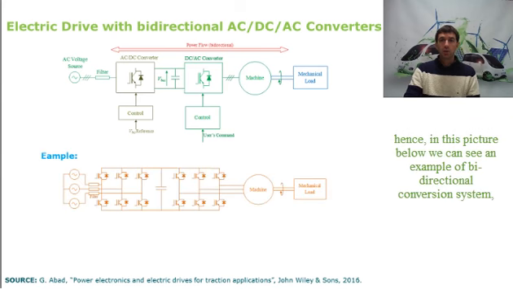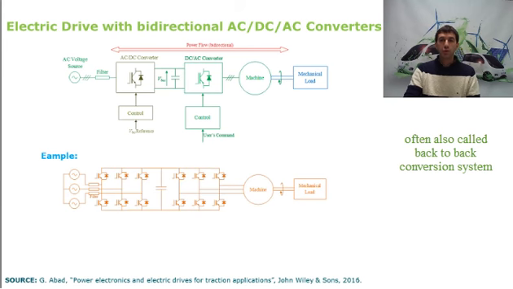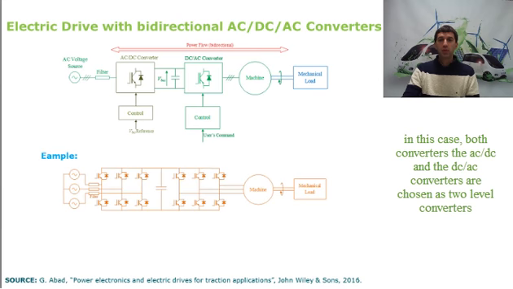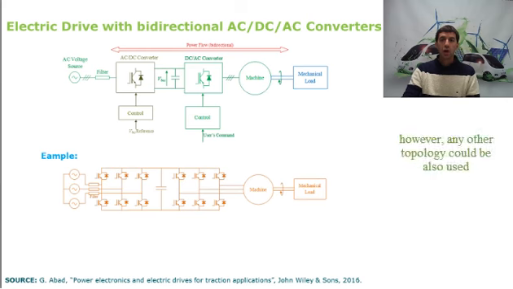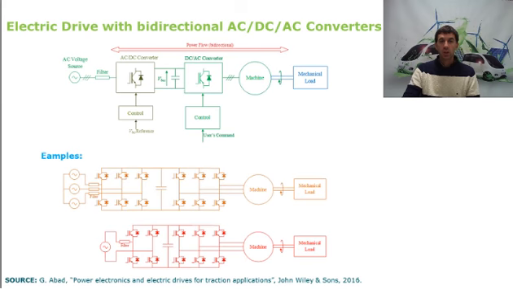Hence, in this picture below we can see an example of the bidirectional conversion system, often also called the back-to-back conversion system. In this case, both converters, the AC-DC and the DC-AC converters, are chosen as two-level converters. However, any other topology could also be used. If the grid, instead of being three-phase, is single-phase, we could also use a single-phase conversion system at the input stage as represented in this new figure.